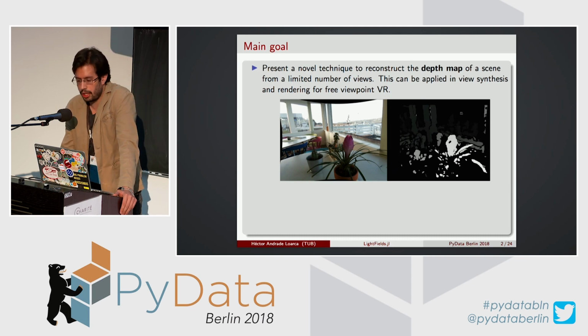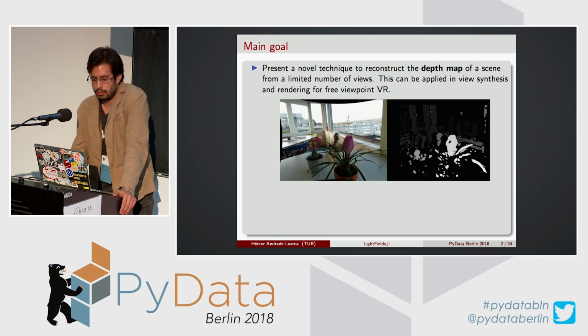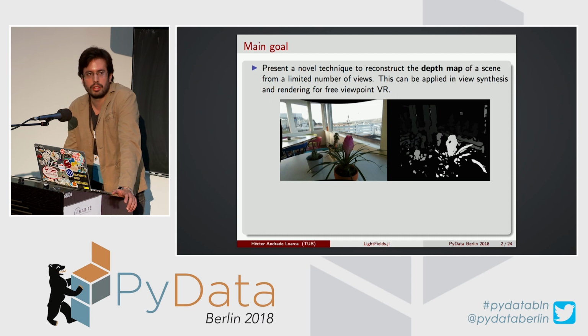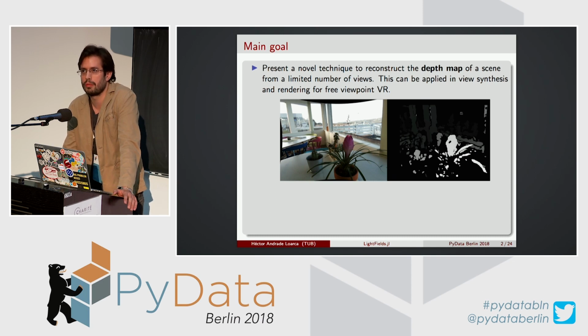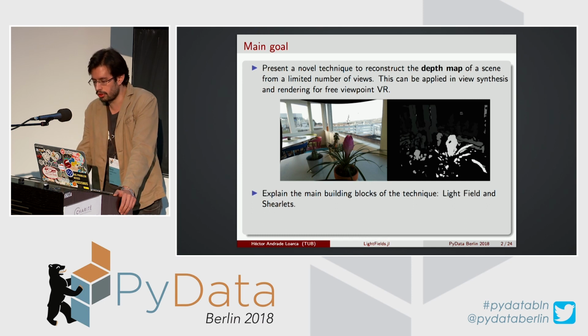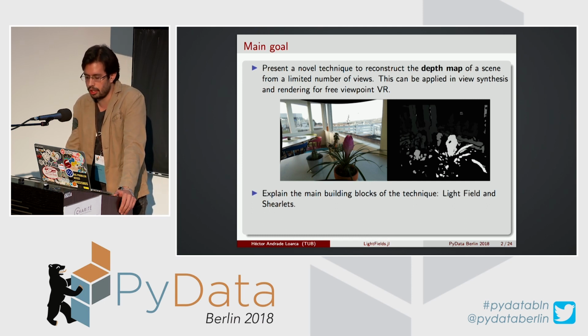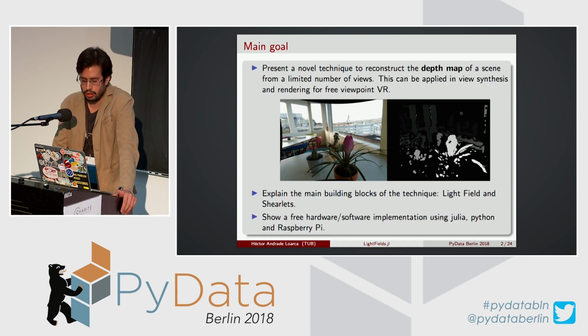This is broadly applied in view synthesis and rendering for free viewpoint virtual reality, which is basically an immersive virtual reality where you can enter a room from where you take the pictures and then move around the room because you know the depth of the different features in the room. I also want to explain the main building blocks of this technique, which are the light field and shearlets, and show a free hardware-software implementation using Julia, Python, and Raspberry Pi.